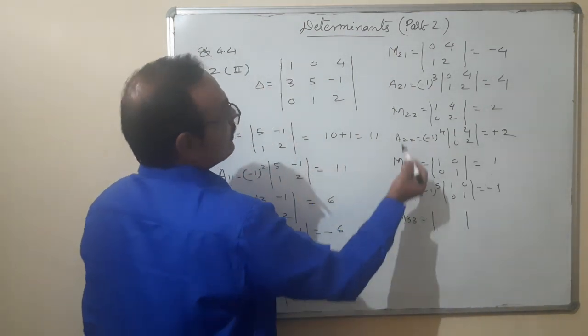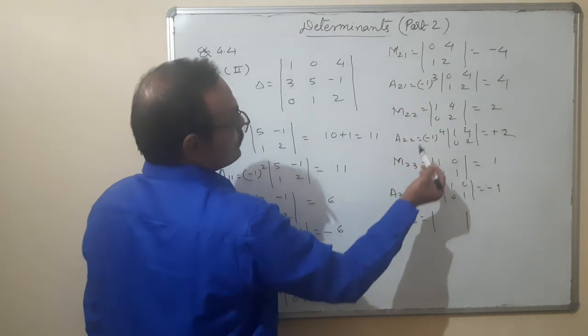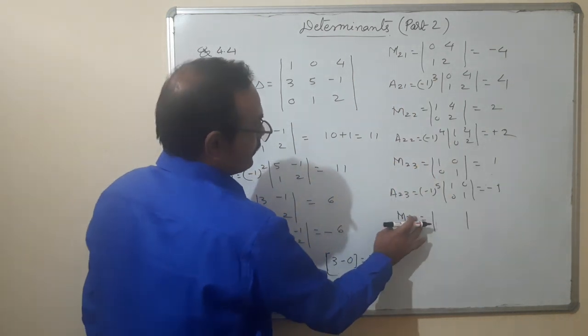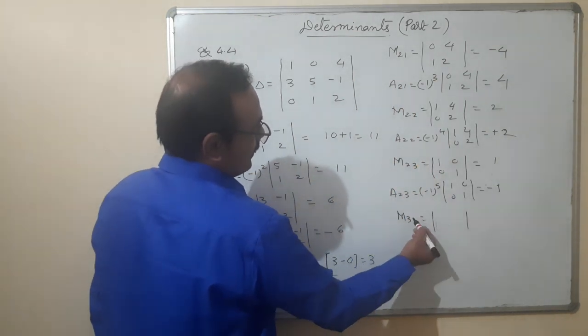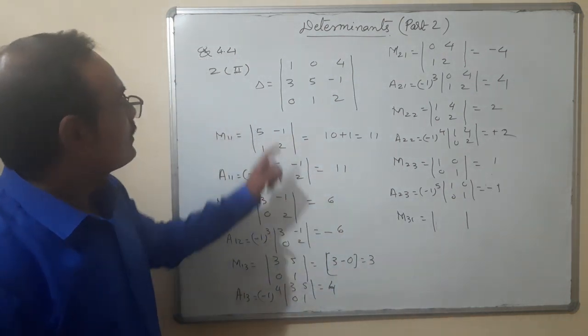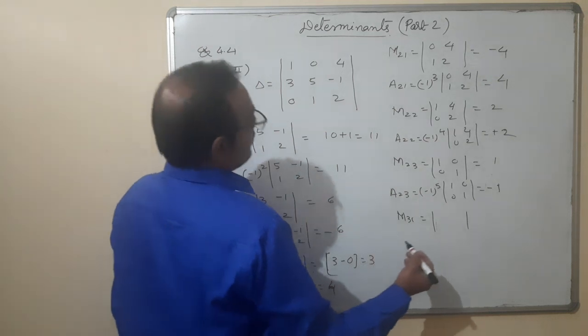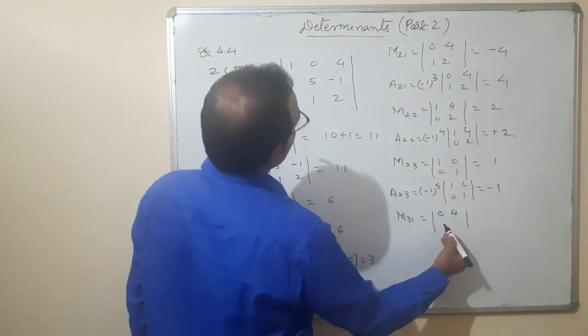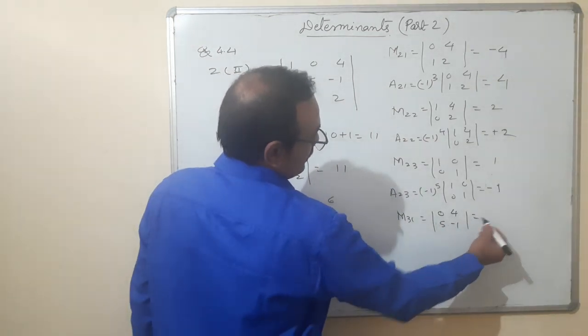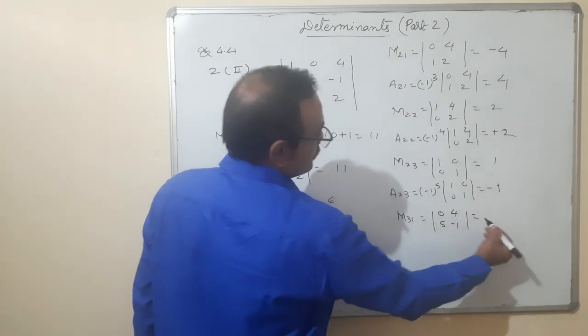Sorry, now M 3 1. Third row, first column. Leaving that row and column, we get the determinant 0 4 5 minus 1. Result 0 minus 20, that is minus 20.